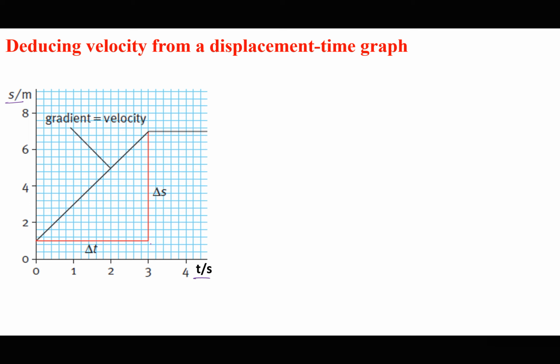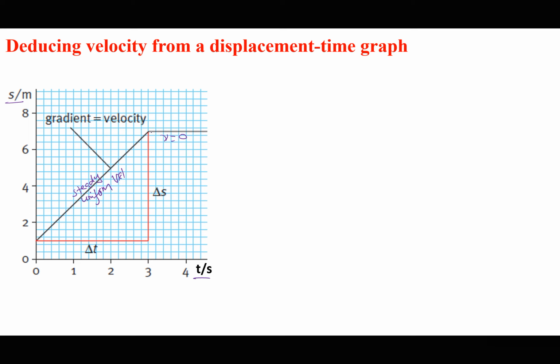In other words, initially the car must be moving with a steady speed. This is going to be a steady or uniform velocity because the gradient is the velocity. Then when we reach here, we notice that we have a horizontal line where the velocity is going to be zero. The body is going to be at rest. So in other words, initially the car is moving at a steady velocity, but then it stops moving.